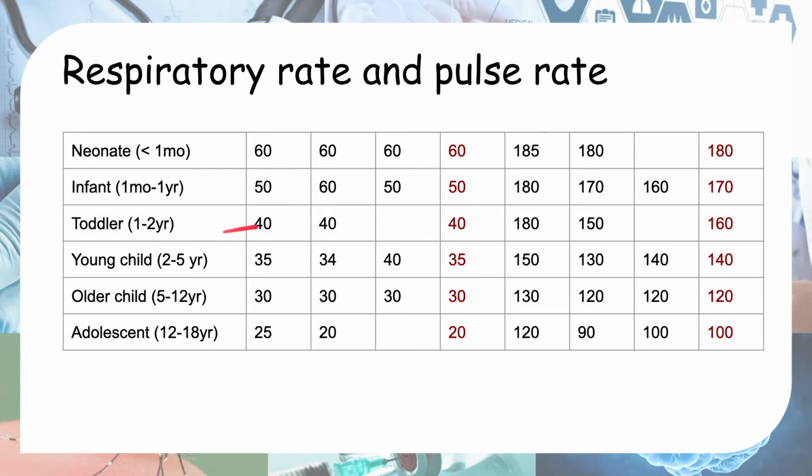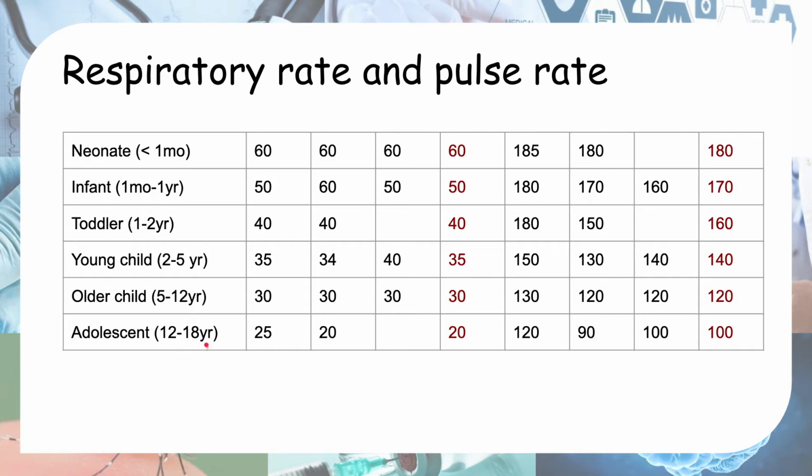And then toddler is quite equivocal between the paper and University of Iowa, both say 40. There's no data for the sunflower book, so we take 40. Then young child, 35, 34, and 40, we take 35 because more people say it's 35. Okay, older child, 30, 30, 30, so 30, equivocal. Adolescent, 25 and 20. So the reason I take 20 is because in adolescent, 12 years to 18 years, you can use the normal adult range to remember.